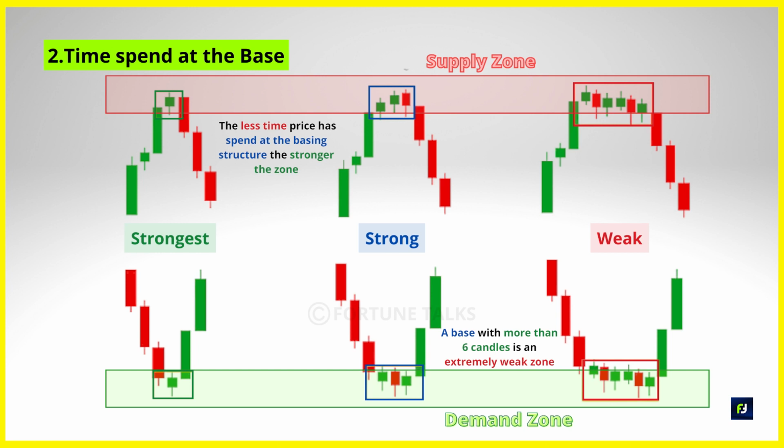Now coming to our second odd enhancer, that is the time spent at the base. Here we will look at how many candles are in the basing structure. In general, the best zones have between 1 to a maximum of 6 candles in the base. Beyond 6 candles, the zone is considered weak and the price might ignore it the next time and therefore it can result in a losing trade. So this clearly means that if the imbalance is important enough to generate a directional move, the price has to spend less time at the basing structure. That is why we should limit the number of candles between 1 to a maximum of 6 at the base.